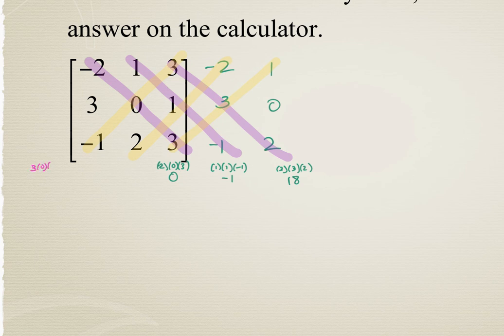Three times 0 times -1, which is 0. -2 times 1 times 2, -4. And 3 times 3 times 1, which is 9. Oh, I didn't add these, but I'm going to add these together. I get positive 17. Add these together, and I get positive 5. And then I have to do 17 minus 5.